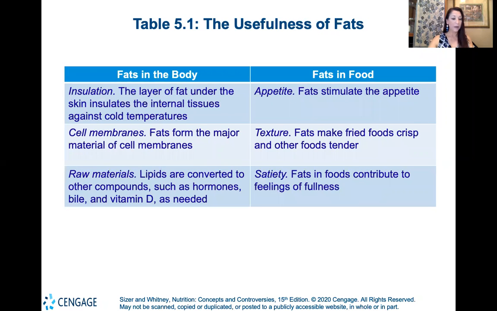On this second slide, it shows that we need fat to keep us insulated, otherwise our core temperature would drop. It is necessary for the production of membranes and for the production of hormones. In the food column, it adds nice sensory qualities like texture and helps us to feel full longer.